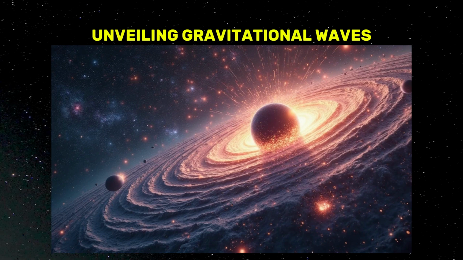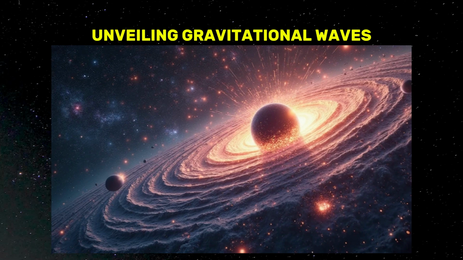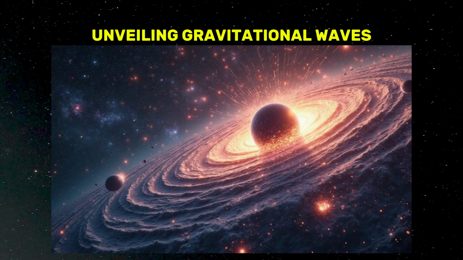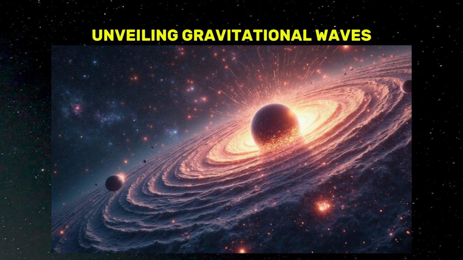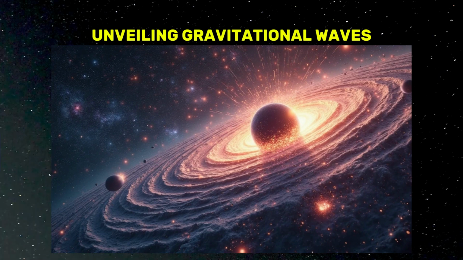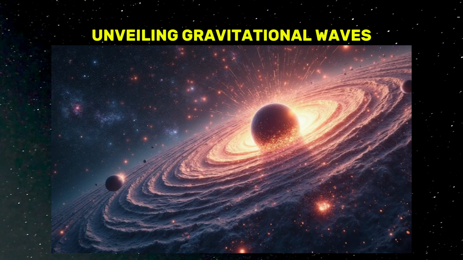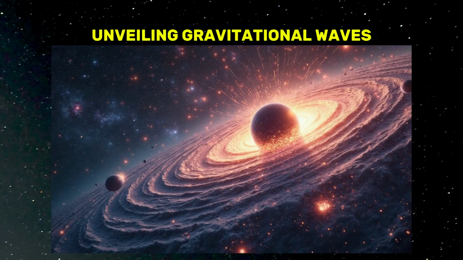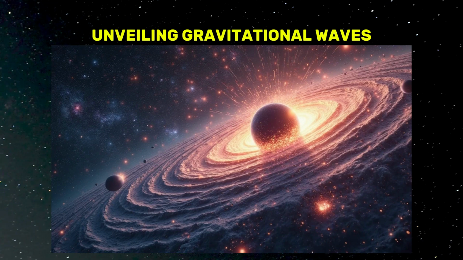Since then, LIGO, along with its European counterpart Virgo, has identified numerous additional wave signals, including those from neutron star collisions. These detections have reshaped our cosmic perspective and promise even more revelations as the science evolves. However, the path to detecting gravitational waves is fraught with technical hurdles.